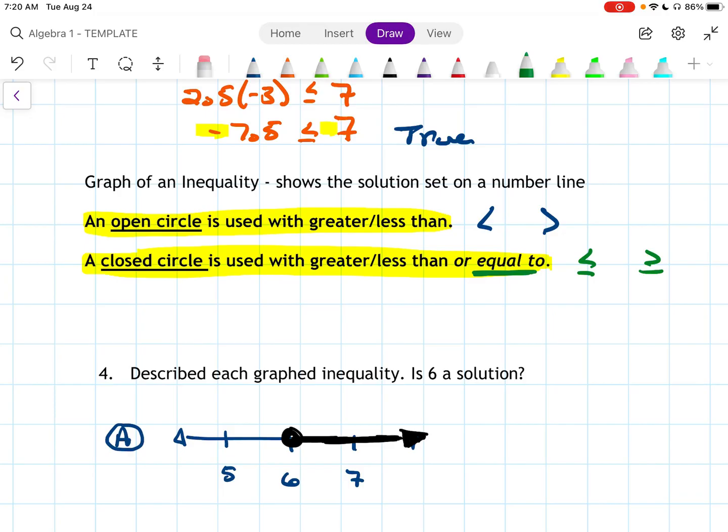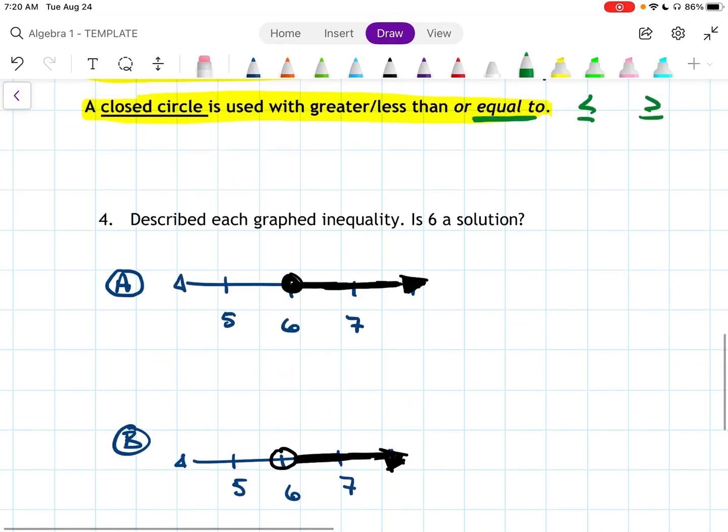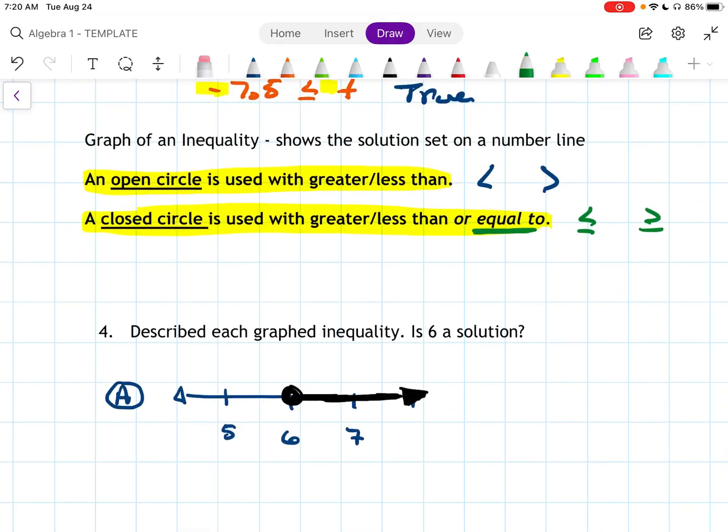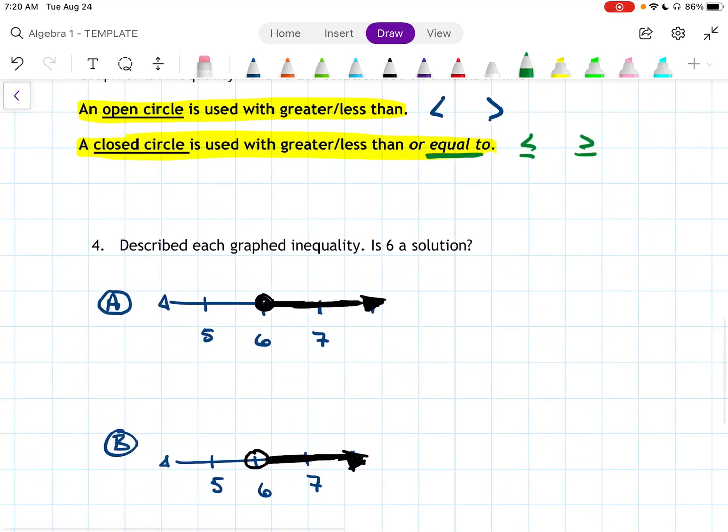All right. We'll apply that in some of the next problems. Actually, I don't know if it's in this lesson, nope, it'll be in the next lesson. We'll look at number 4. Right here, we can actually look at the open circle and closed circle.